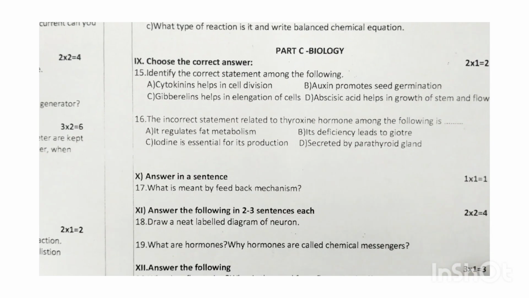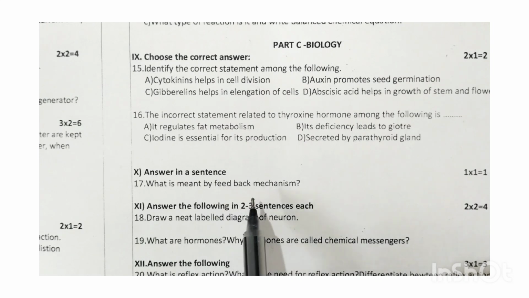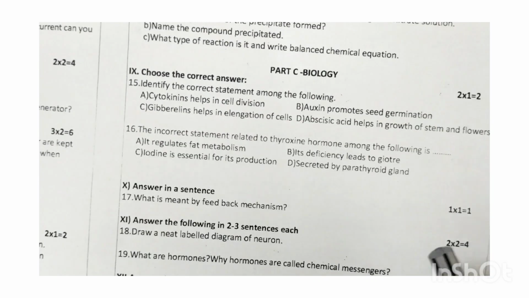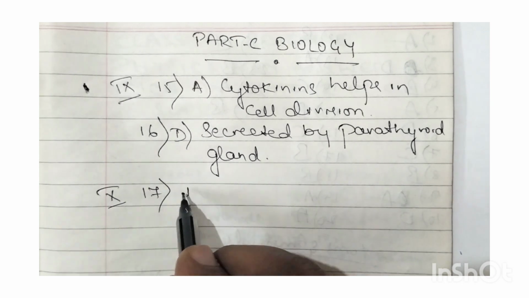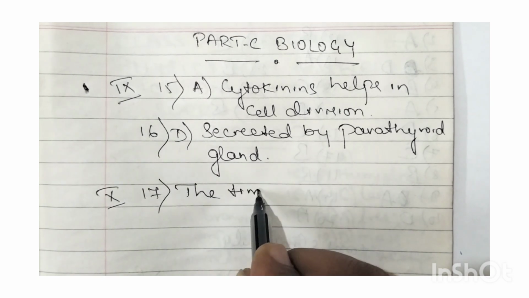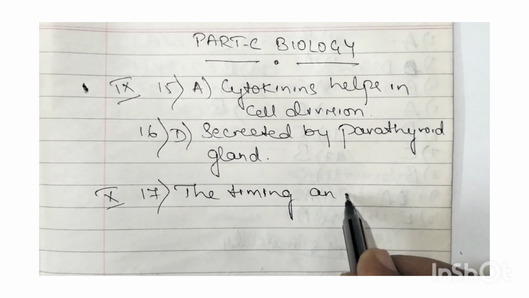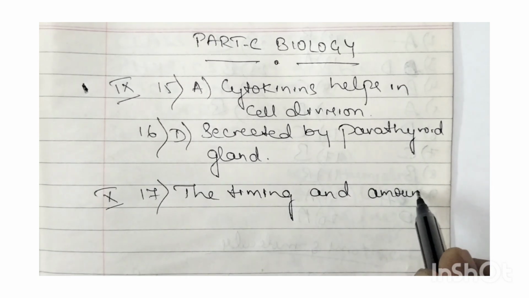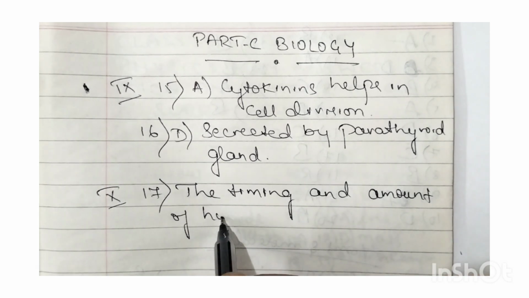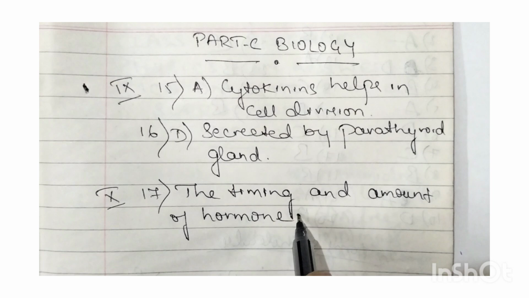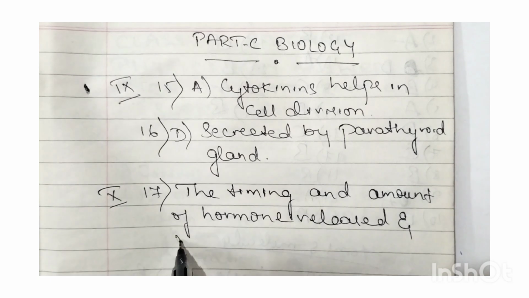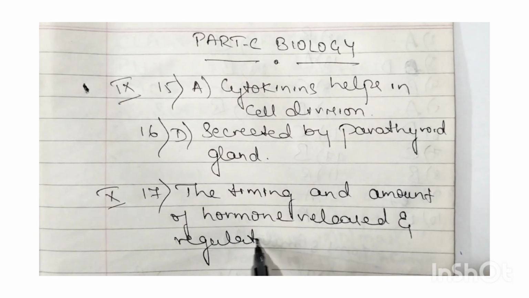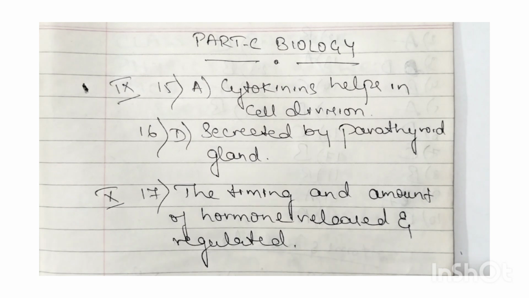The 17th question is, what is meant by feedback mechanism? So let us see what is meant by feedback mechanism. So feedback mechanism means the timing and amount of hormone released and regulated is called feedback mechanism.